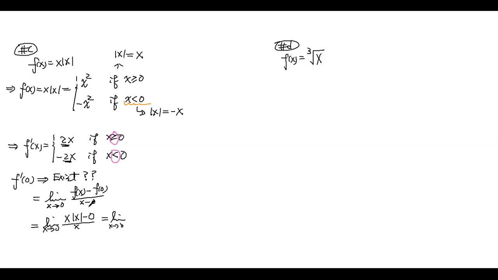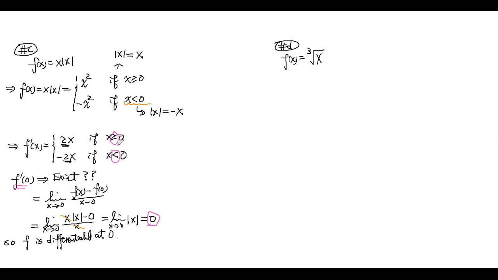Then what happens here? This x cancels, right? So what do you have here? You have the absolute value of x. So when x approaches 0, what is the absolute value of x? This one approaches 0. Oh, wow. So f prime of 0 is equal to some value here. So I know f is differentiable at 0.